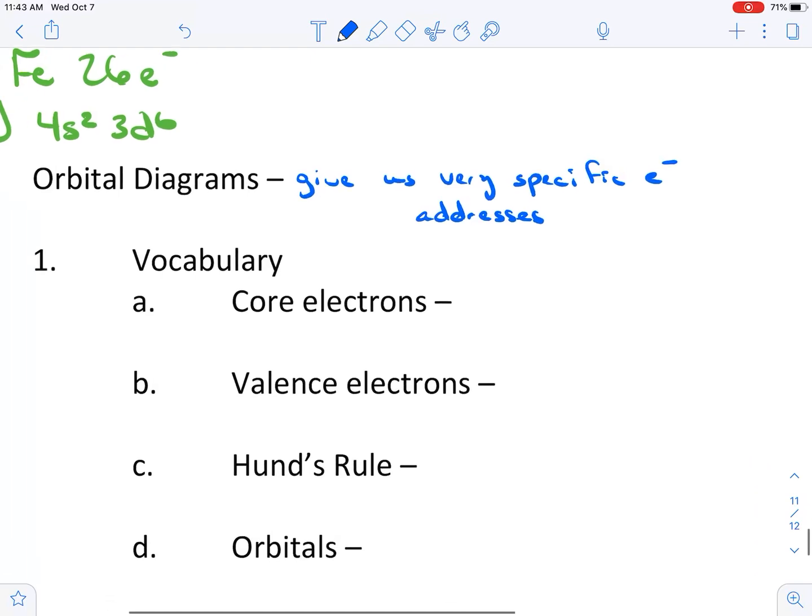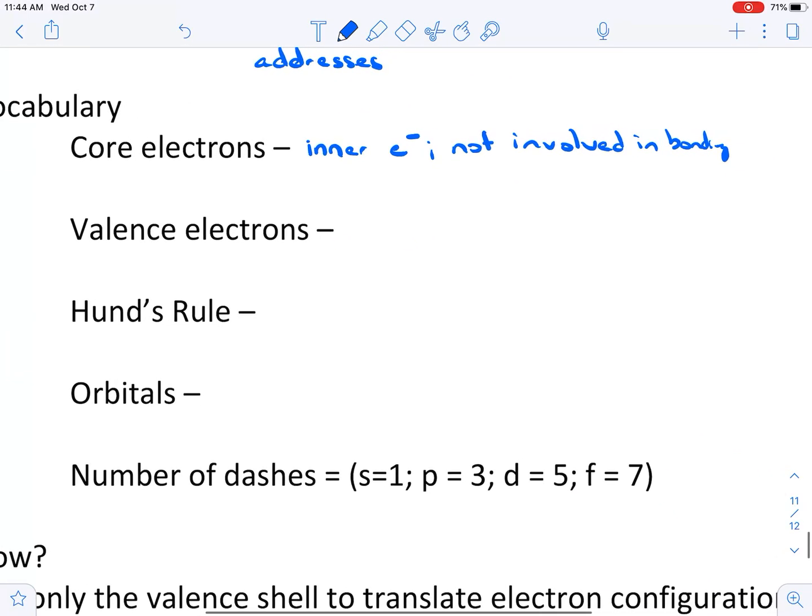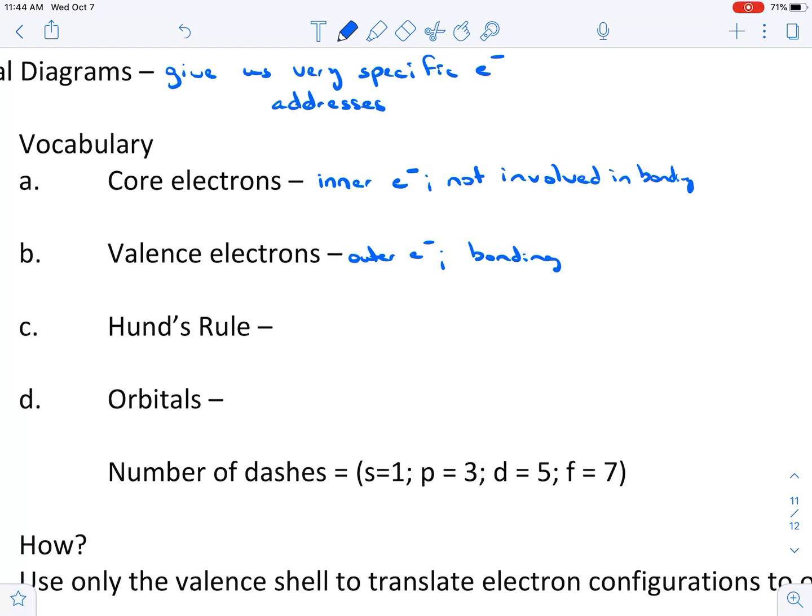Our vocab: core electrons, these are the inner electrons. They are not involved in bonding. They do have an important piece, but for right now, that's not our concern. Now, valence electrons are the ones we are most concerned with because these are our outer energy electrons, and they are involved in bonding. It's very important to know how many valence electrons we have because that'll determine how they bond, who they bond with, etc.